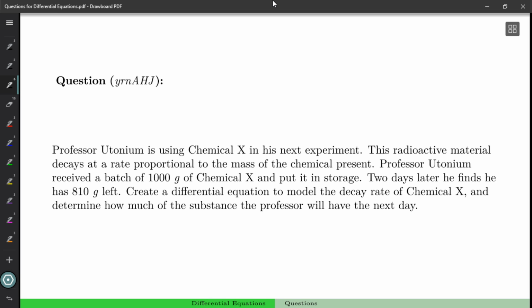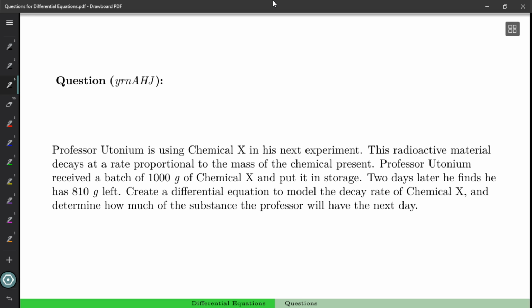Professor Utonium is using chemical X in his next experiment. This radioactive material decays at a rate proportional to the mass of the chemical present. Professor Utonium received a batch of 1,000 grams, or 1 kilogram, of chemical X and put it in storage. 2 days later, he finds he has 810 grams left, so some of it has decayed.